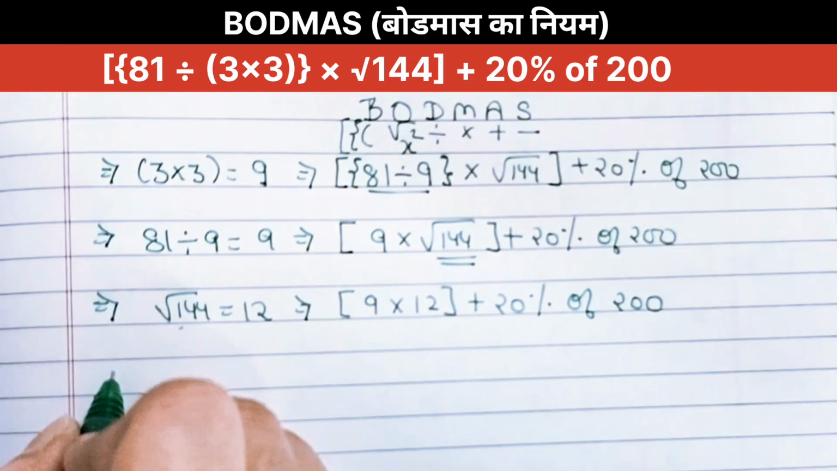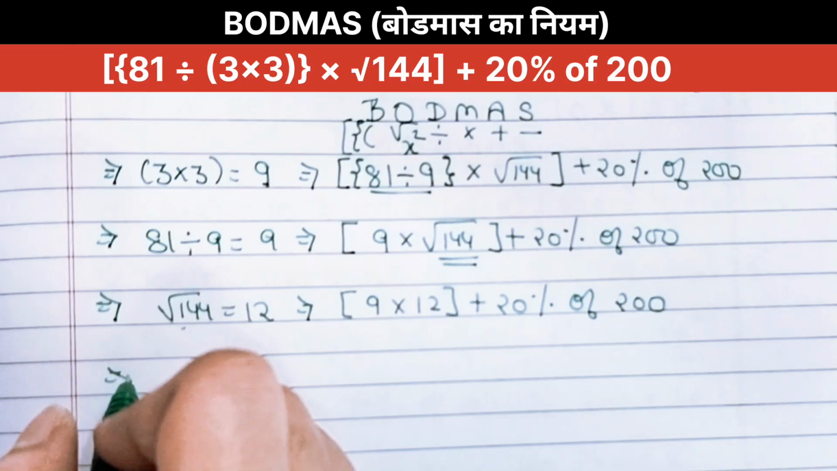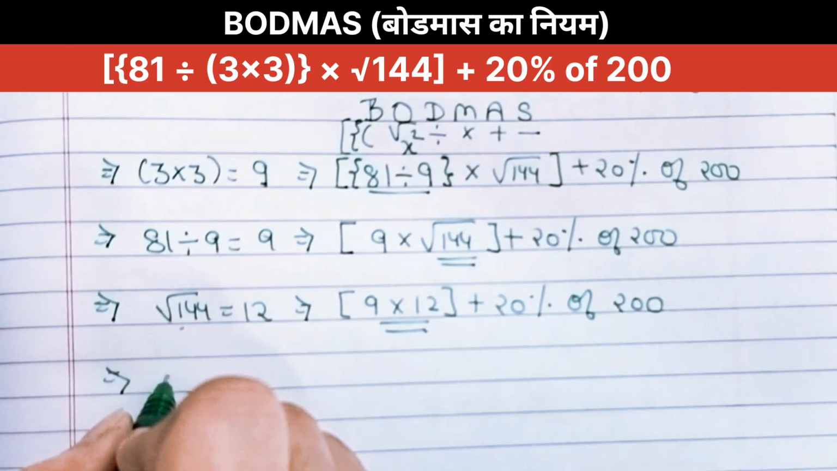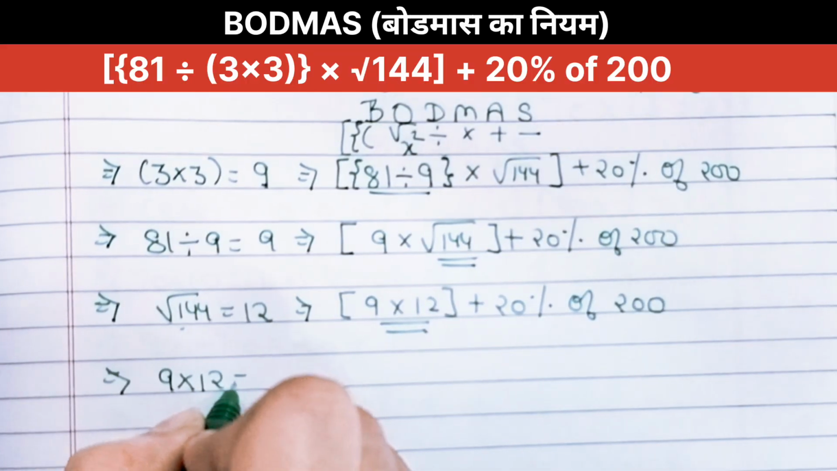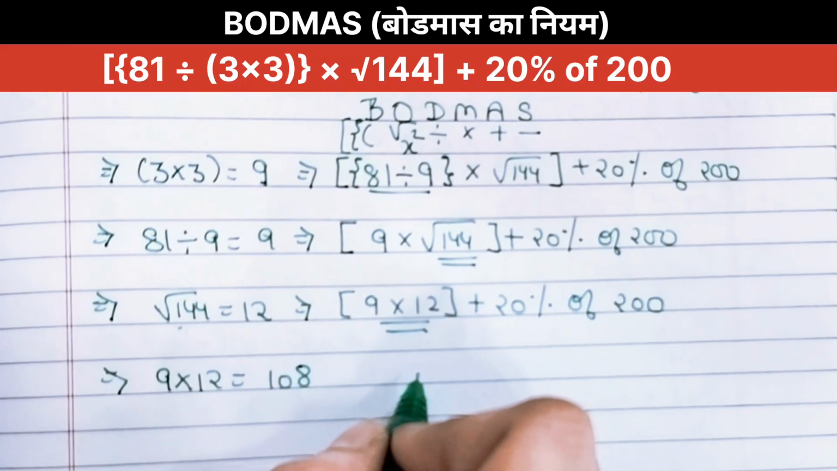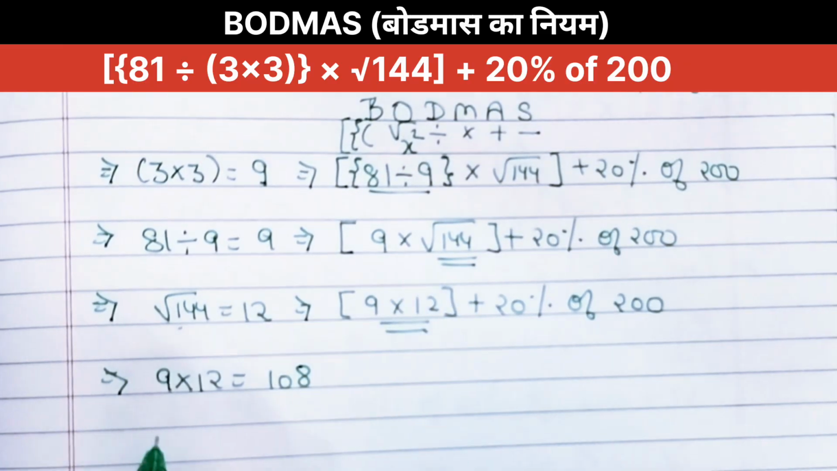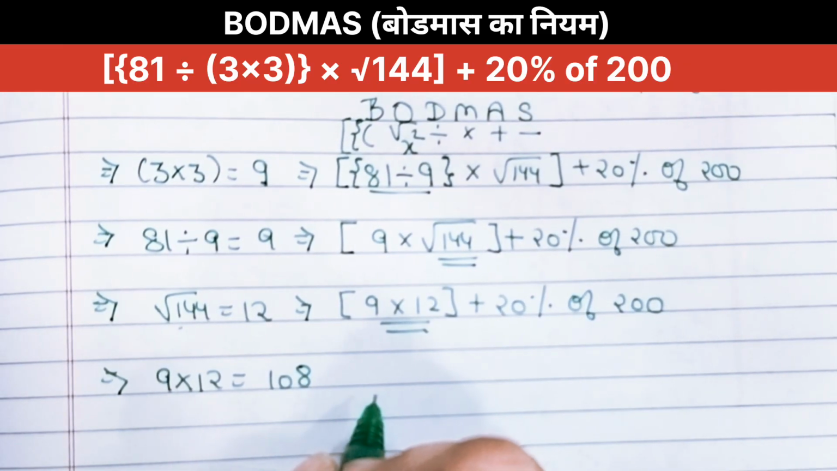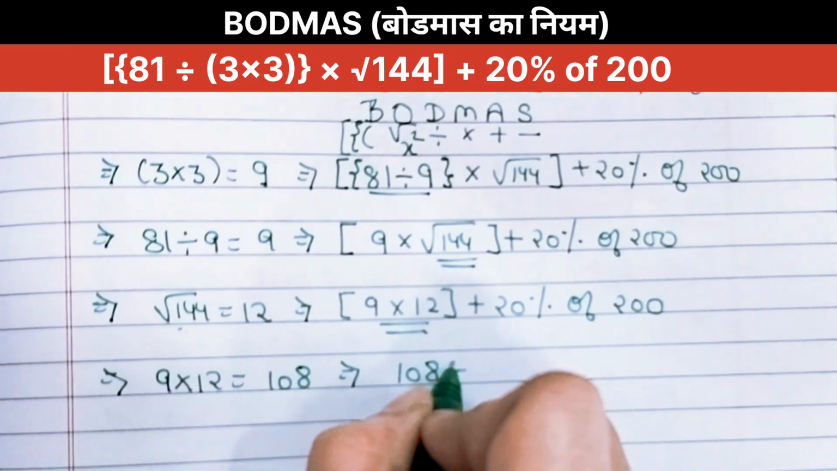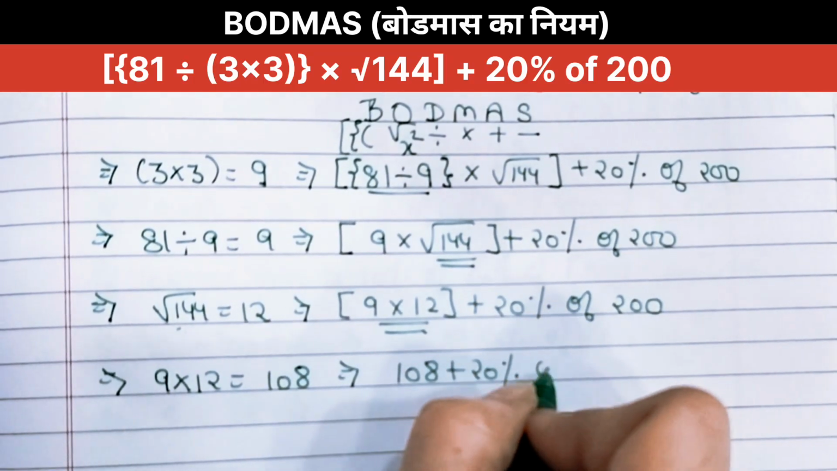Now move to the next step. According to the next step, solve the square brackets. Now in these square brackets there is a multiplication. First we multiply the digits: 9 multiplied by 12 is 108. According to this step, multiply the remaining values inside the square brackets, and this completes the entire B section of the rule. And according to this step, the current expression becomes 108 plus 20% of 200.